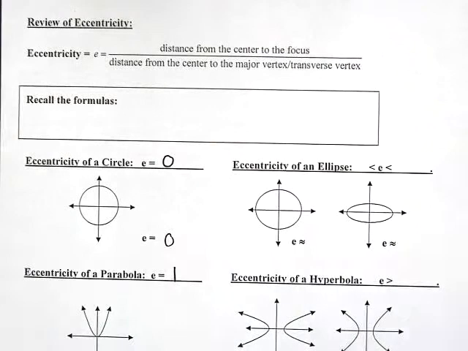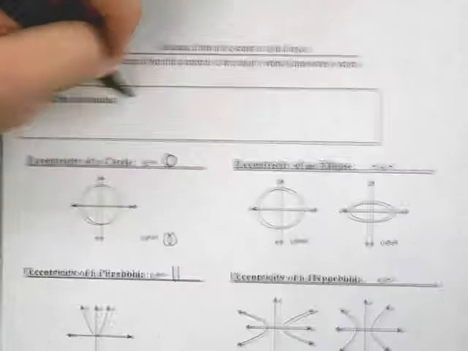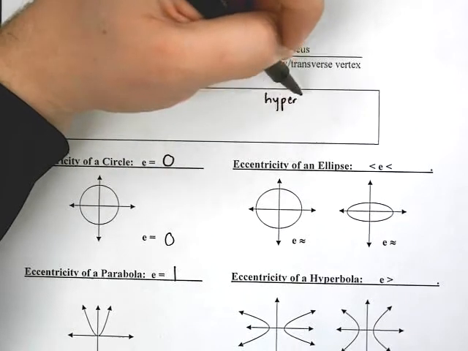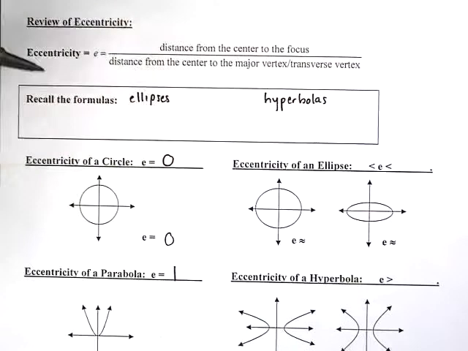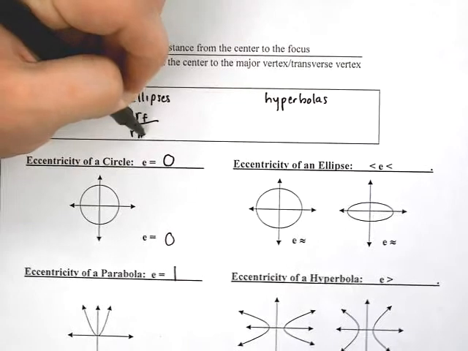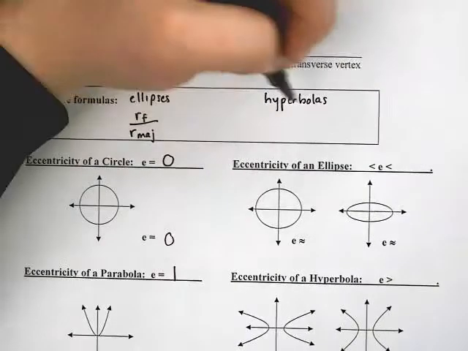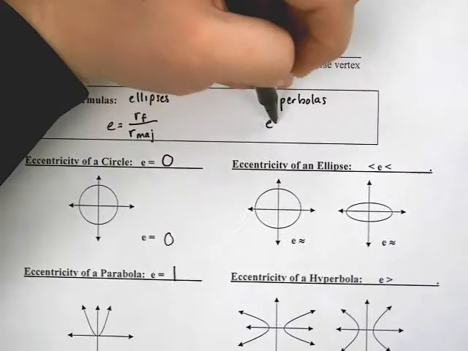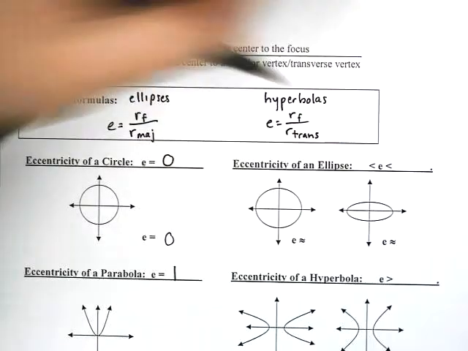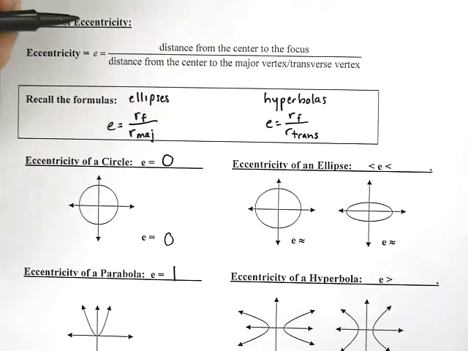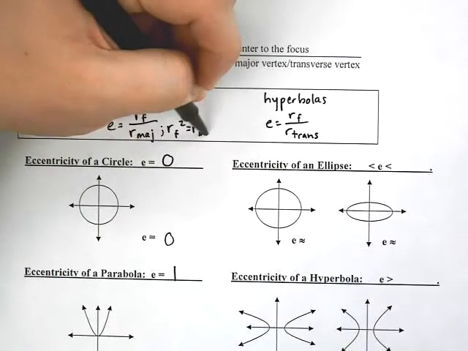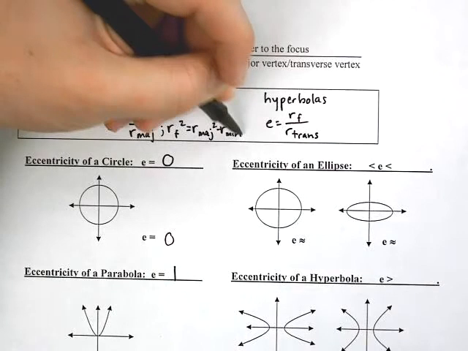Now, we do need to remember for ellipses and hyperbolas that it's a little different. All right. For ellipses, we use r sub f over r major. And for hyperbolas, we use r sub f over r transverse. And it might also be good to remember, for ellipses, r sub f squared is equal to r major squared minus r minor squared.